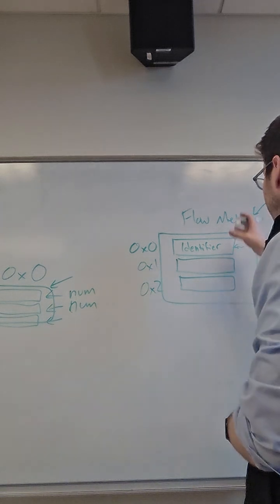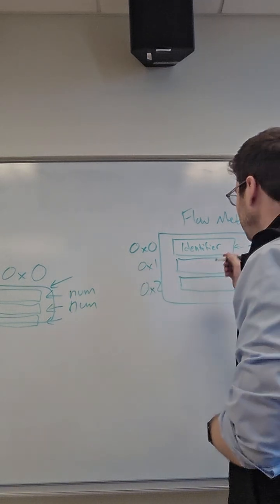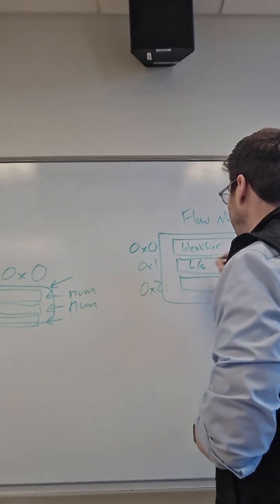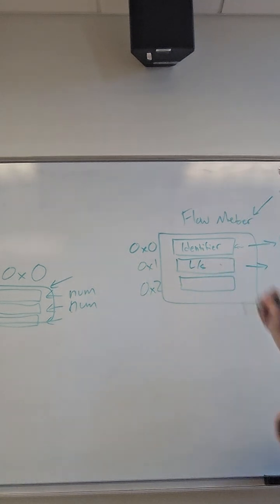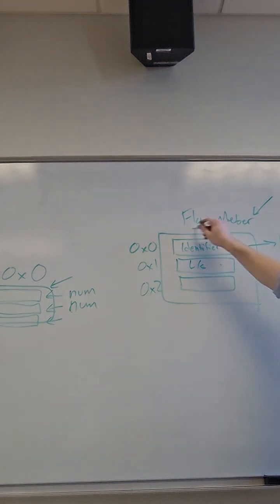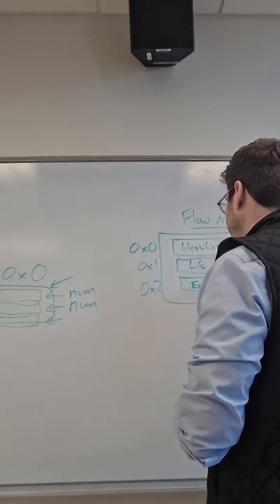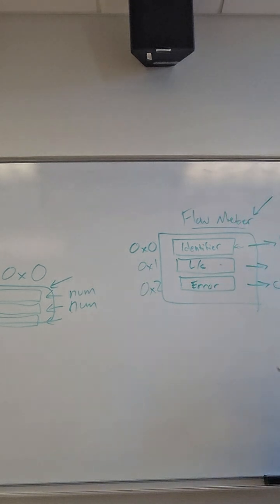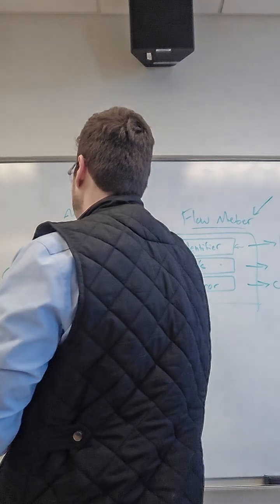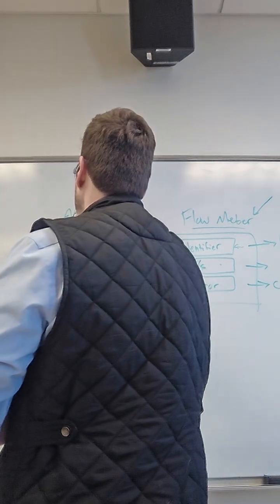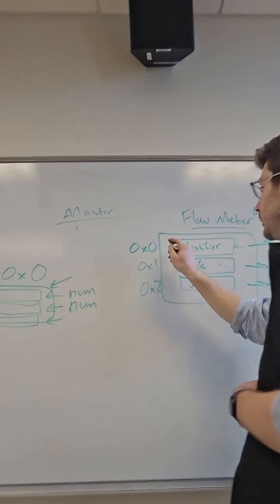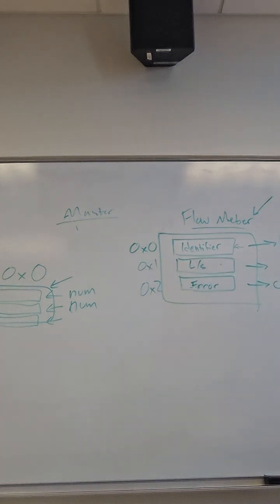Okay, so in a flow meter, for example, register 1 might be like liters per second. So the number that's in this spot is the sensor data. This one might be error information, where if this is anything other than 0, then we currently have an error going on. So what my master controller would be doing is, for every one of the devices on the bus, querying the piece of information that matters to it at any given time.